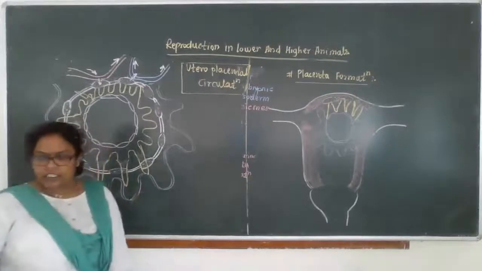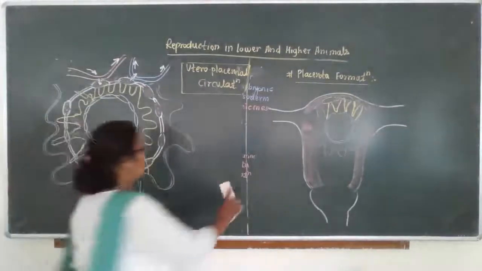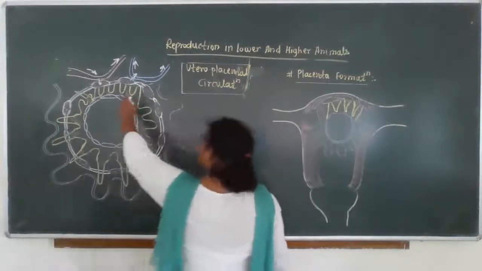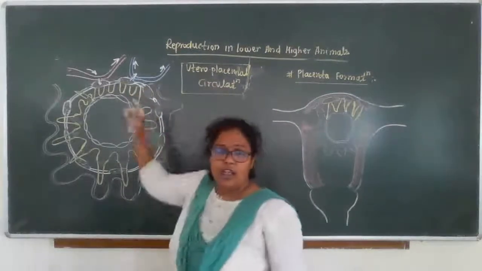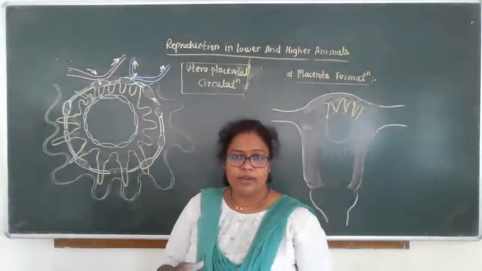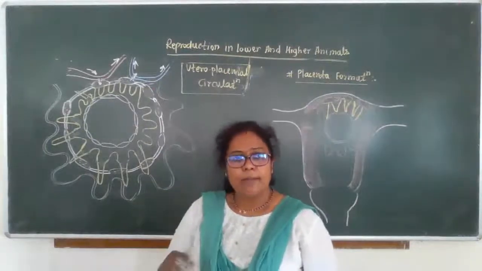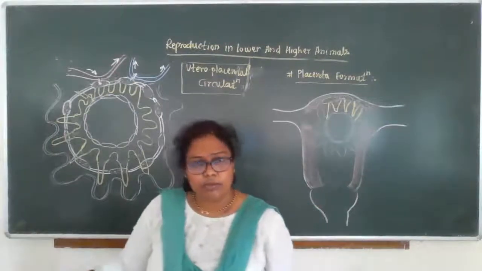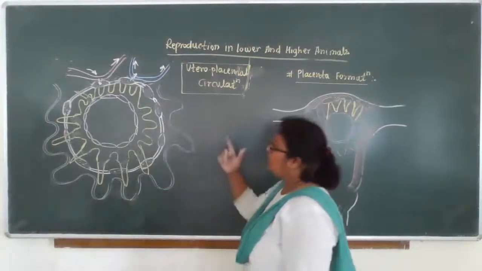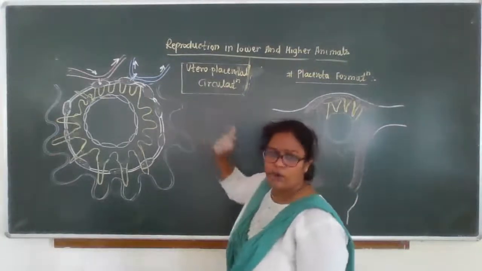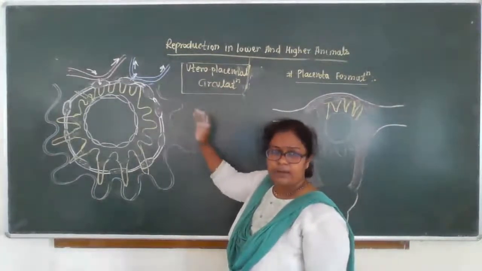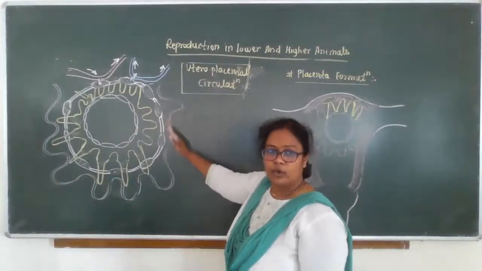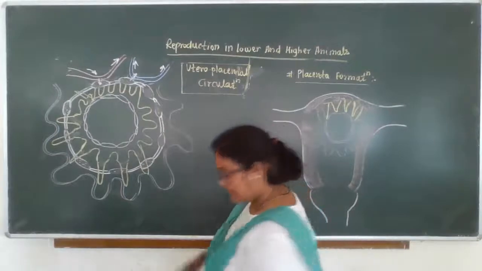So everyone is clear with the concept. This chorion is rupturing. The chorion is the outermost extra embryonic membrane, and this extra embryonic membrane is formed from the embryo. It is a part of the embryo, so it is called an embryonal placenta.